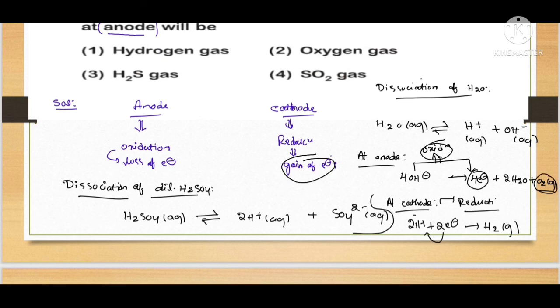At anode, what will be the product produced? At anode the product produced is oxygen gas. So the answer is 2.